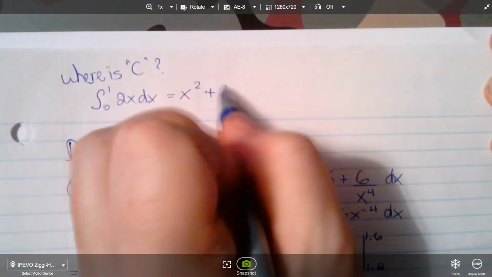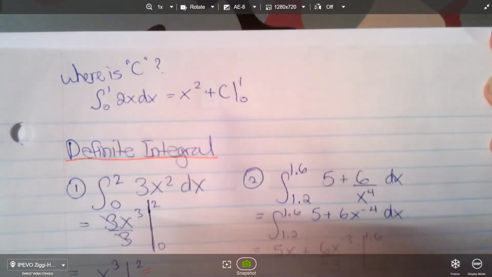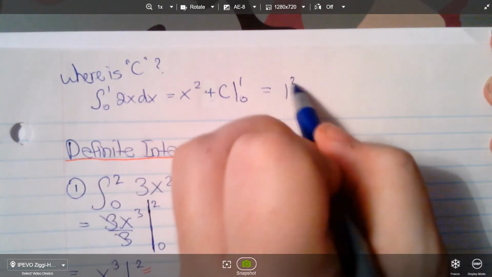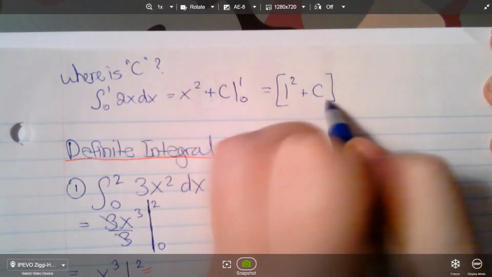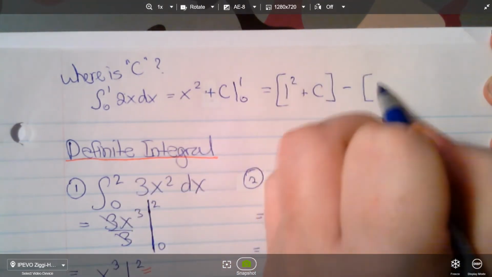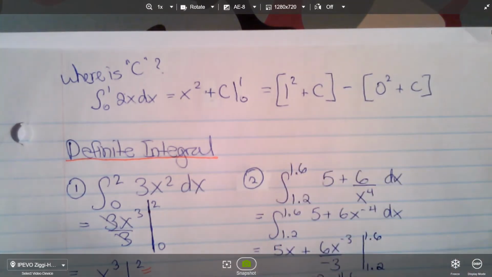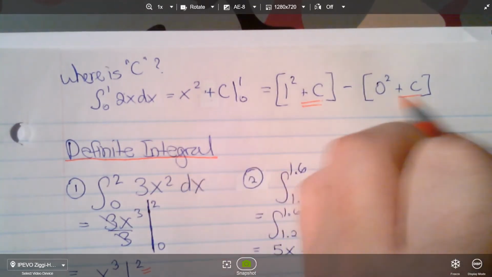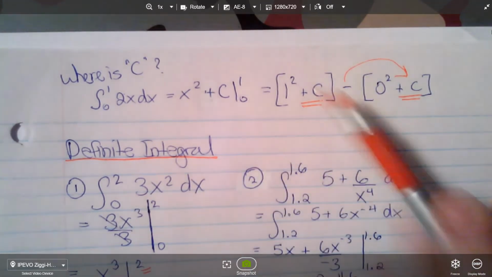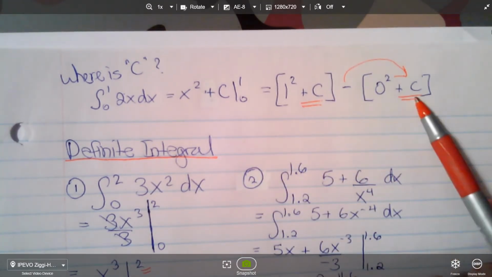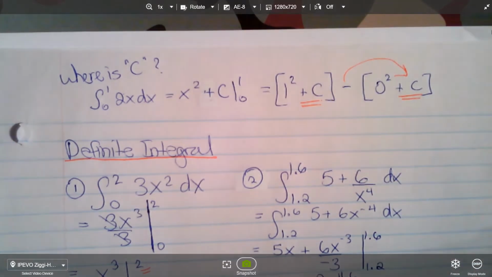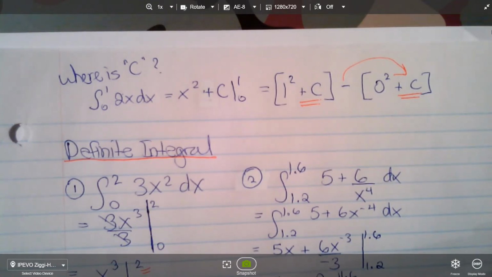And if I add plus c, like I normally would, and I say, okay, I'm going to evaluate that from 0 to 1. When I do that, I get 1 squared plus c. Then when I do it for 0, I get 0 squared plus c. What happens every time you do a definite integral with plus c is it always cancels. Plus c minus c. That happens every time in a definite integral. So because that happens every time, we no longer write it.